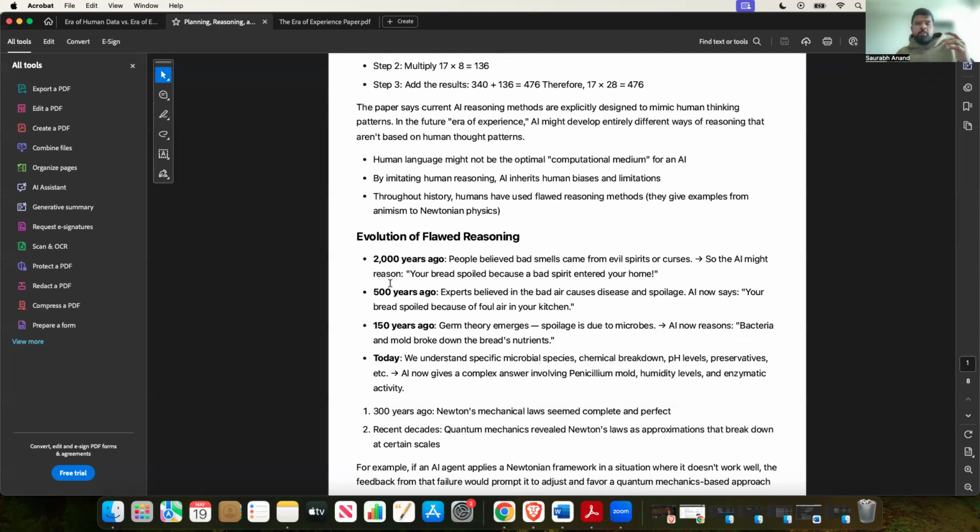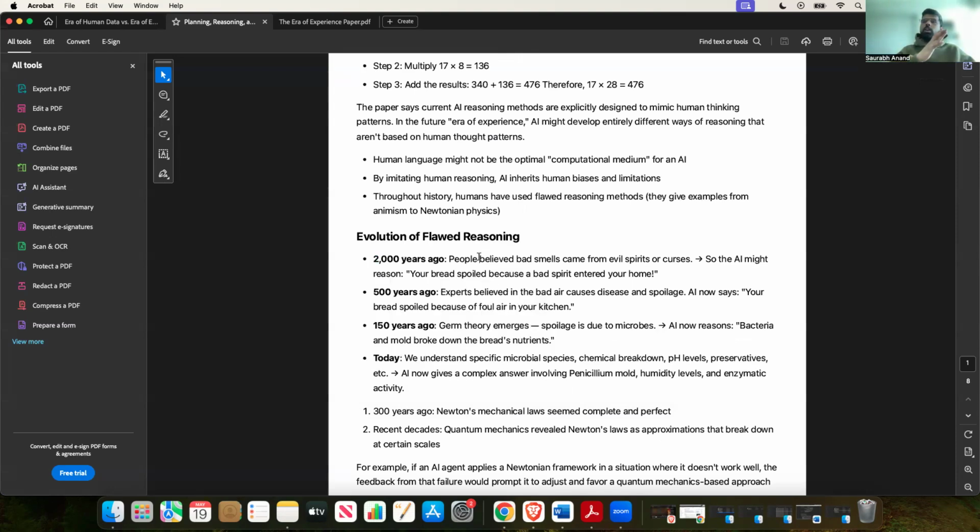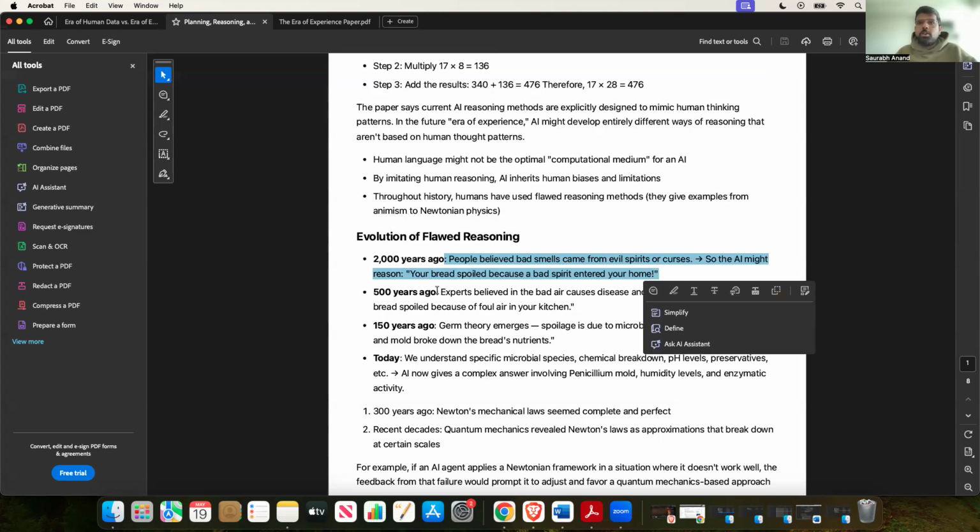In the case of an LLM, it was provided millions of concrete examples of how humans think. But those examples incorporate a lot of biases. One example is that in the training set, the LLM could have human reasoning from 2000 years ago, or from 500 years ago, and this sort of reasoning has changed. 2000 years ago, people believed bad smells came from evil spirits, so the AI might reason your bread spoiled because a bad spirit entered your home. 500 years ago, it changed.